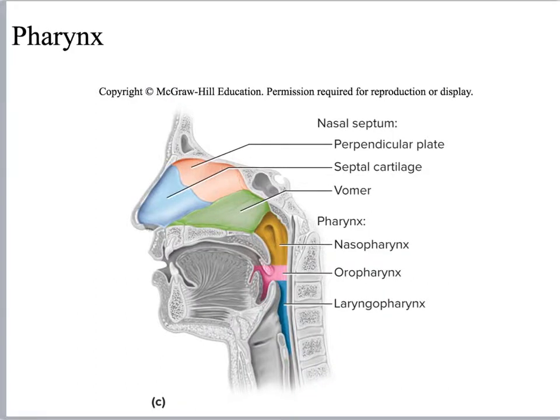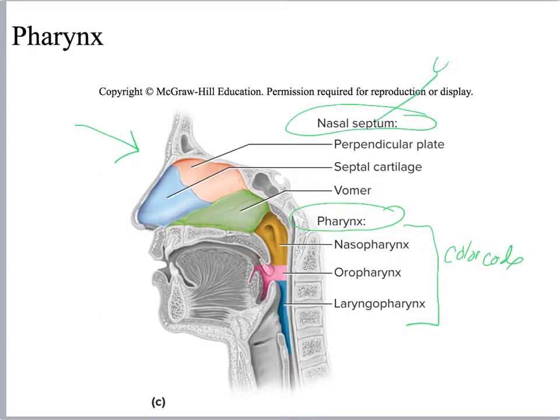Okay, so I already went over the pharynx and showed you the sections. This one is nice because they color code it so that you can see really easily where the different sections are. Okay, now up here, I want you to focus on the nasal septum. So the word septum, you should already know, means wall. All right, so this is a midline wall.